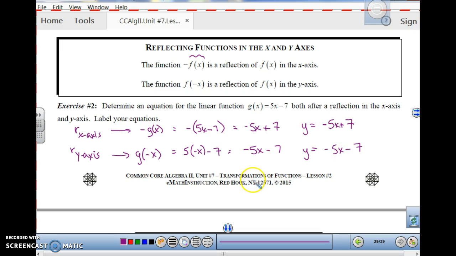So you can reflect either of the functions. You can write the equation if you know how it works, what to do with the function when you reflect.